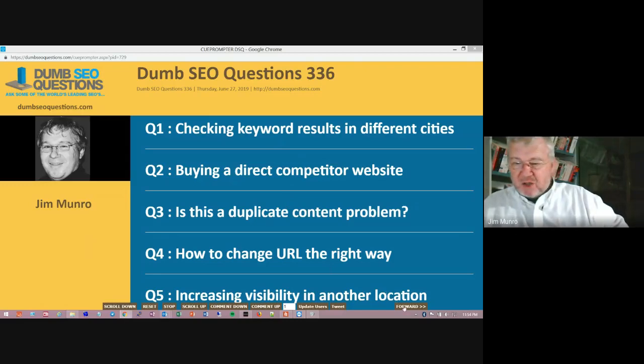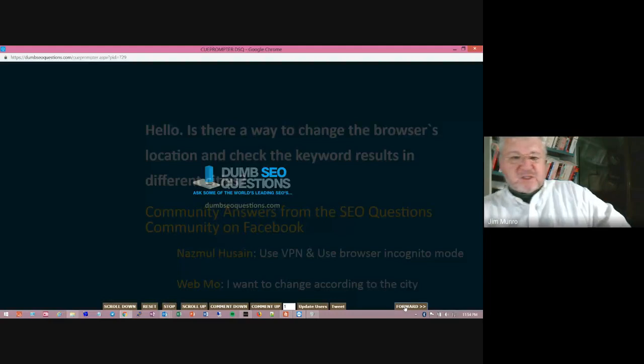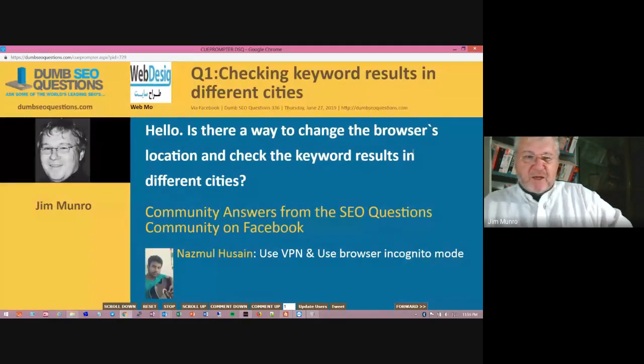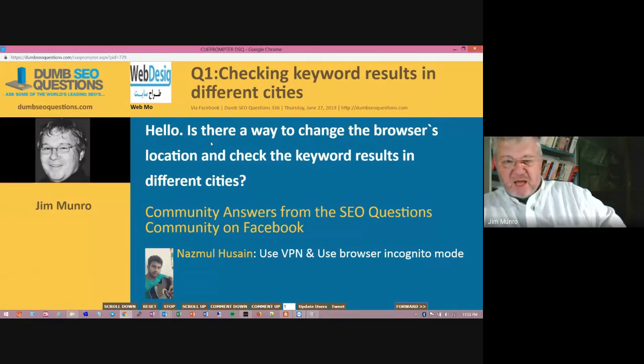The first one is titled Keyword Results in Different Cities. It's from Web Mo. He says, hello, is there a way to change the browser's location and check the keyword results in different cities?